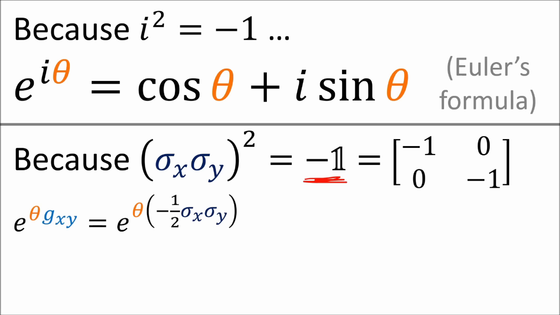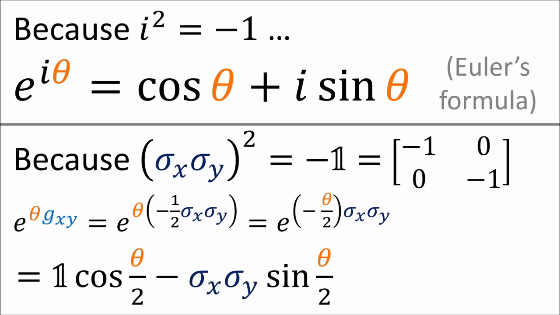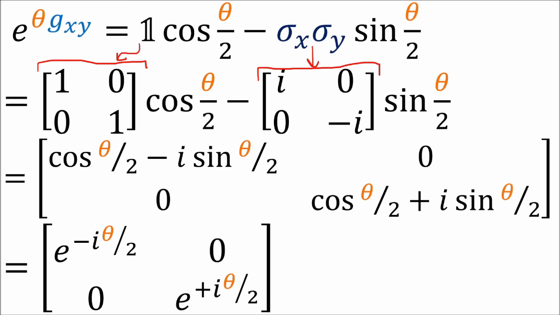So if we exponentiate theta times the generator gxy, we can move the factor of negative 1/2 so that it's part of the angle. Using Euler's formula, we get cosine of negative theta over 2 plus the xy bivector times sine of negative theta over 2. We also put an identity matrix in front of the cosine since we're dealing with 2x2 matrices. Now, cosine is symmetric, so we can forget about the negative sign in its input. And sine is anti-symmetric, so we can move its negative sign out in front. So given this Euler formula, we can sub in the matrices, combine the cosines and sines into exponentials, using Euler's formula in reverse, and get this matrix. This is the SU2 matrix that rotates a spinner in the XY plane.